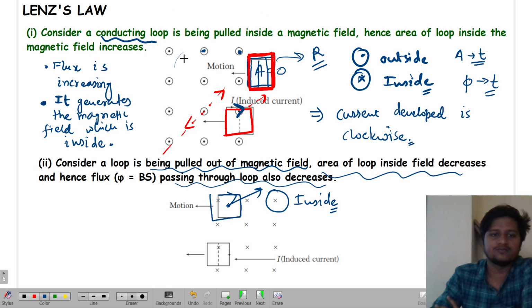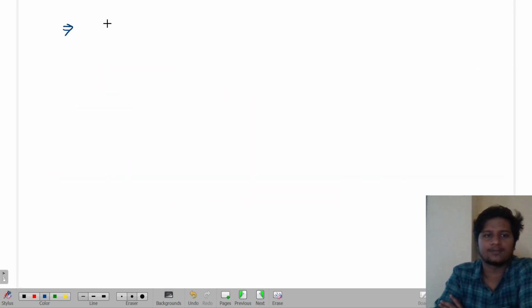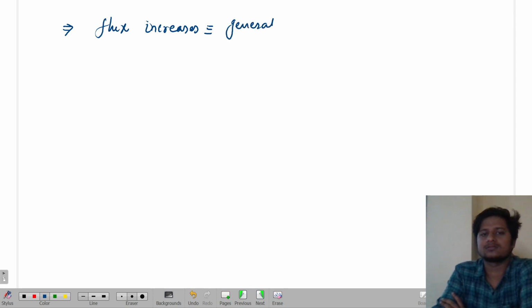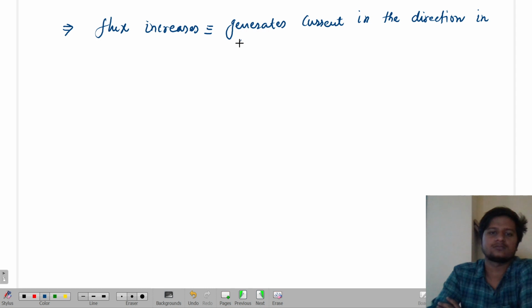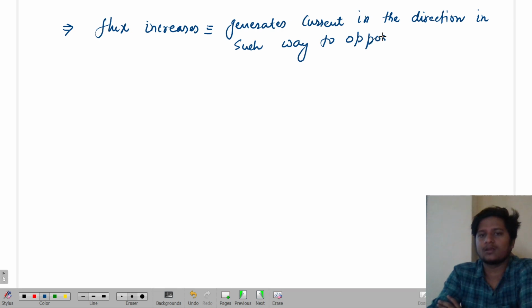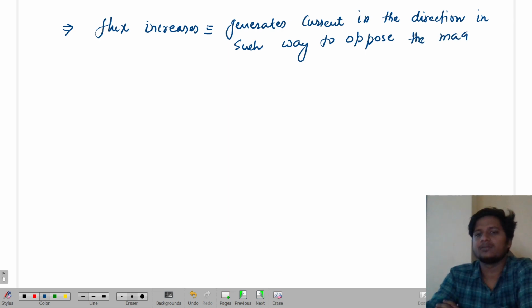So you can observe. So I can write like this way. Okay, 1 minute. Flux increases, generates current in the direction in such a way to oppose the magnetic field present already.